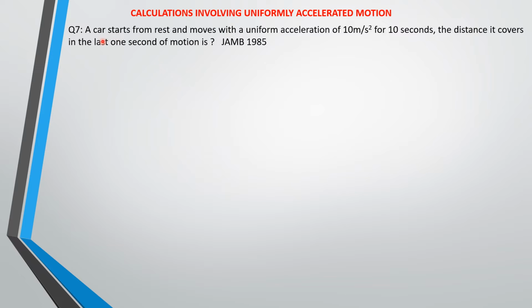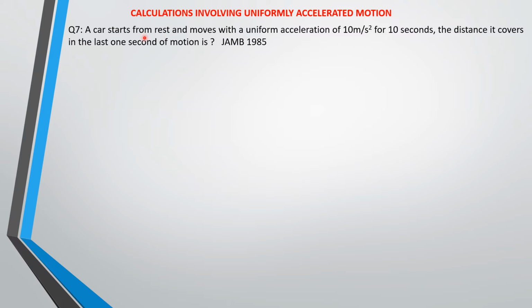Okay, so this is another problem that we need to look at. This one says that a car starts from rest and moves with a uniform acceleration of 10 meters per second squared for 10 seconds. The distance it covers in the last 1 second of motion is what? It's a tricky question. You need to look at it very closely so that you know, one, which equation to use to solve it, and two, how to apply the equation, because here they are asking you to find the distance traveled in the last 1 second of motion.